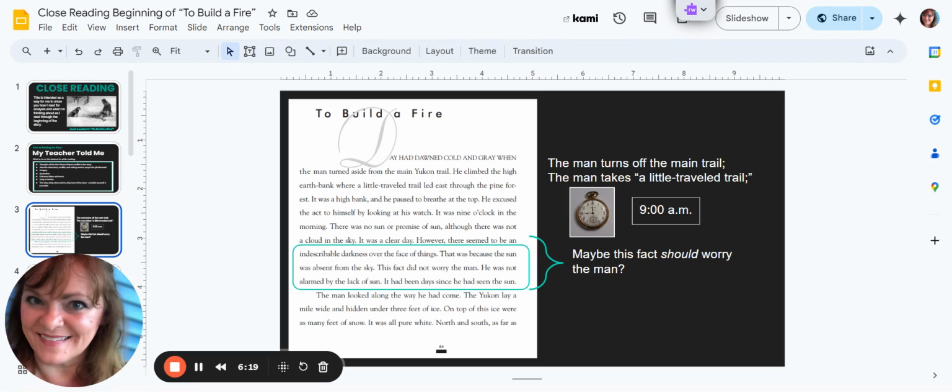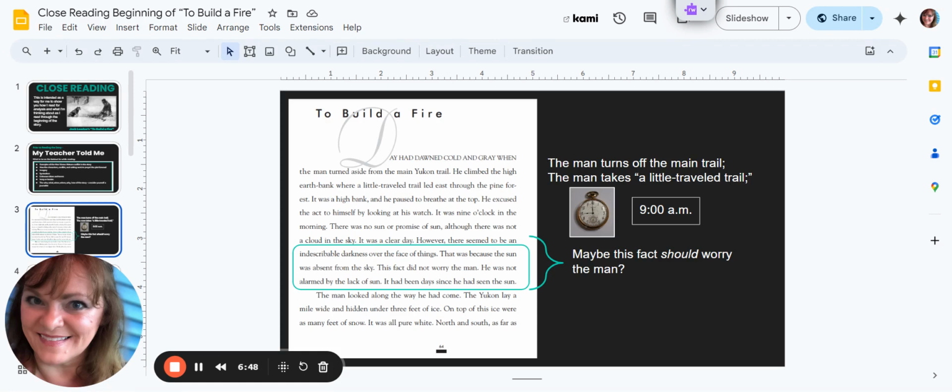"He was not alarmed by the lack of sun. It had been days since he had seen the sun." And I made a little note here in my margin, if you will. Maybe this fact should worry the man. The fact that the author means to point out the obvious seems kind of strange to me. "The fact did not worry the man." Well, it might worry me. I don't know.